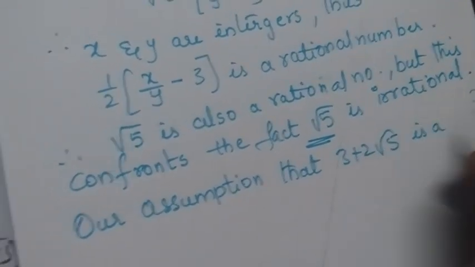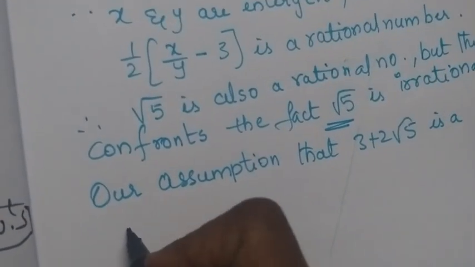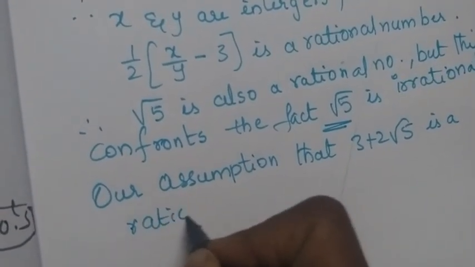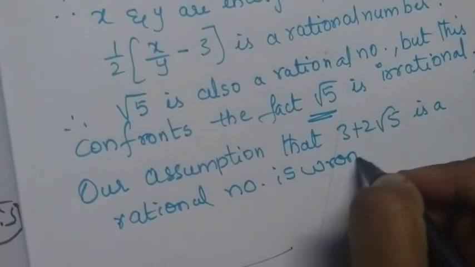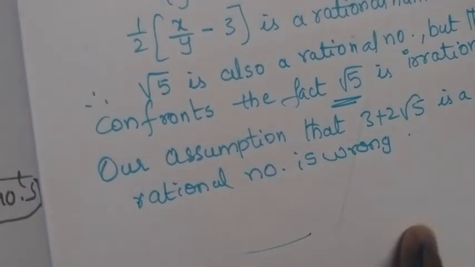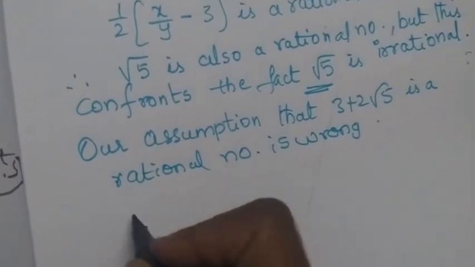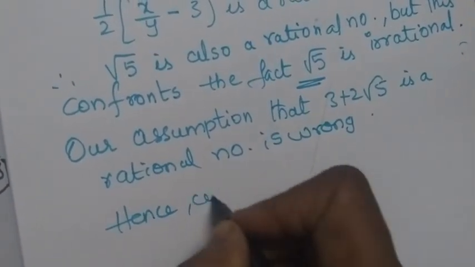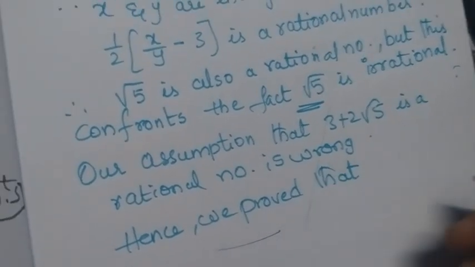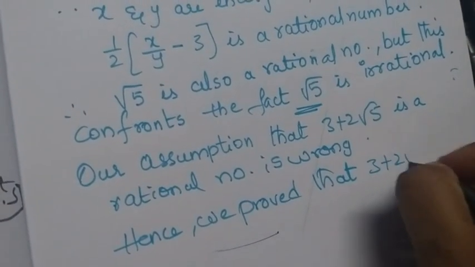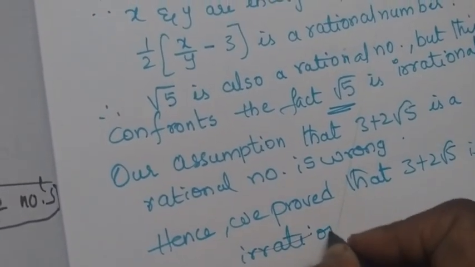Okay, children, understood? Our assumption that 3 plus 2 root 5 is a rational number is wrong. We have assumed that it is rational, but that is wrong. Hence we proved that, this is a very important question, children, 3 plus 2 root 5 is irrational. Like this we have to prove.